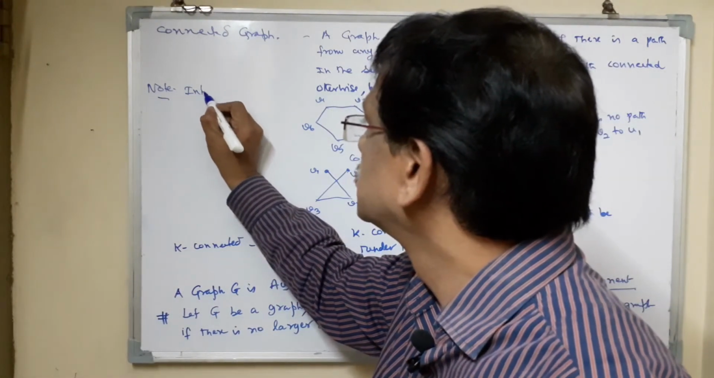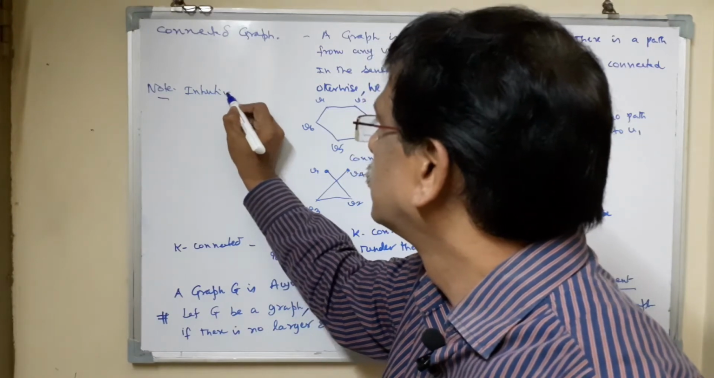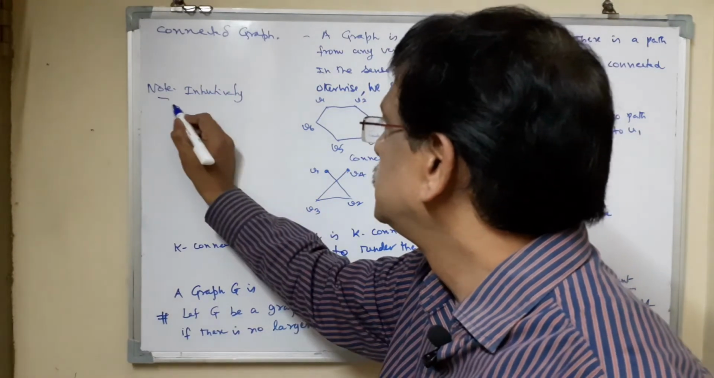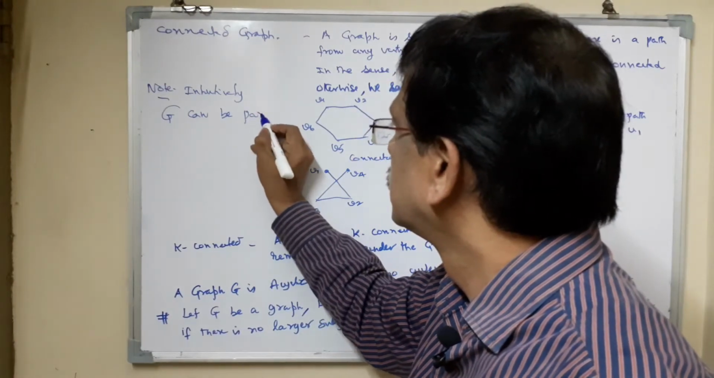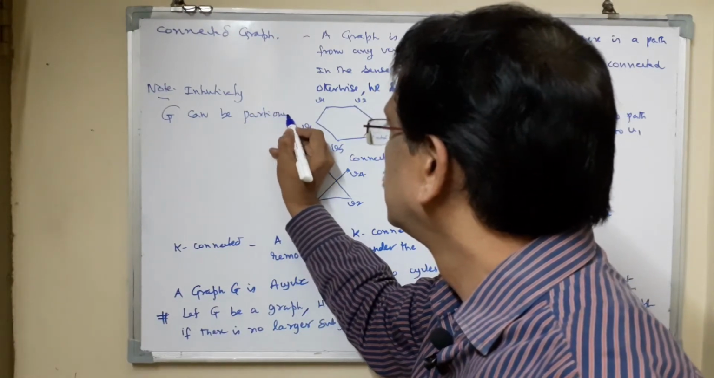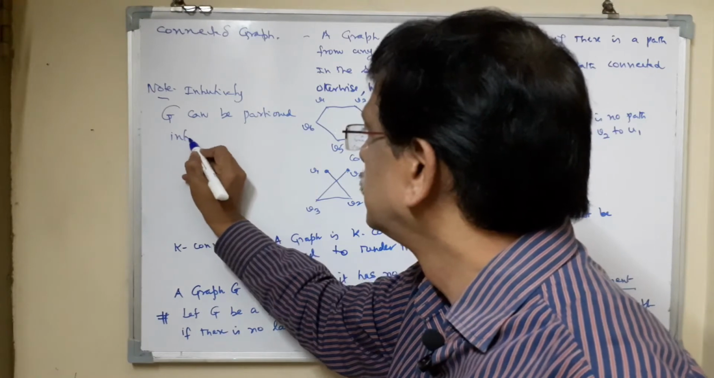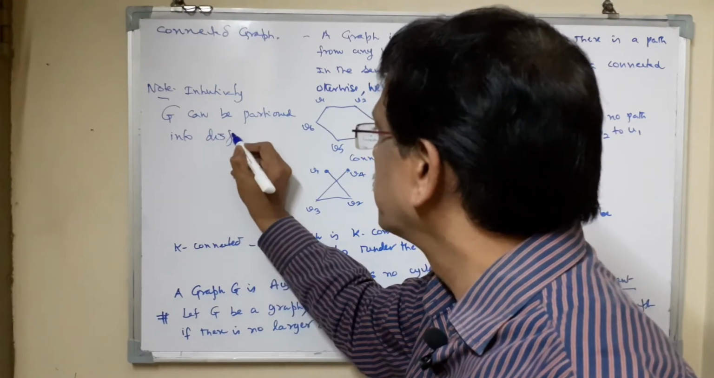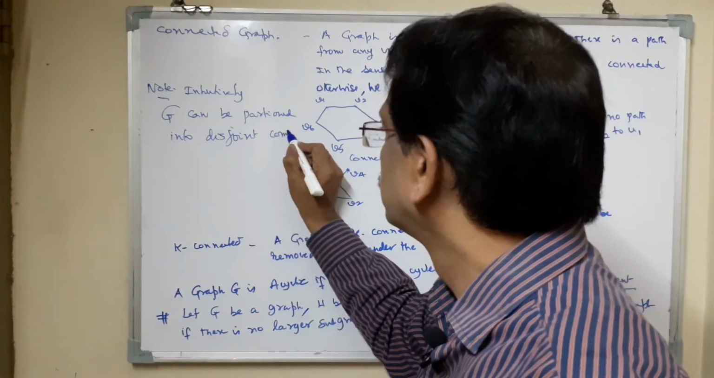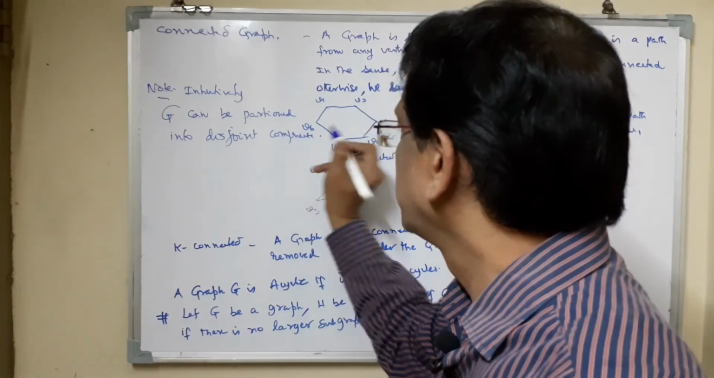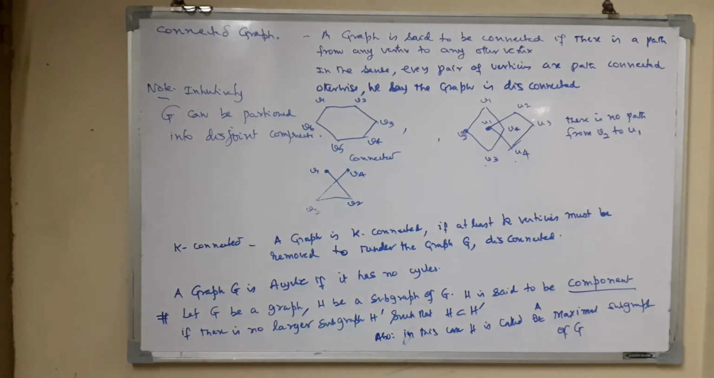Intuitively, G can be partitioned into disjoint components. That's what we have to see.